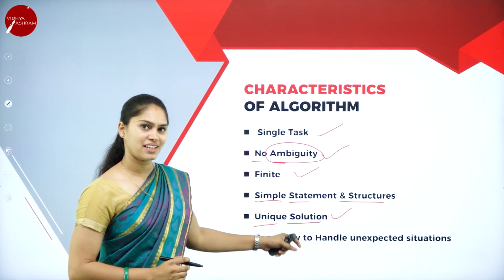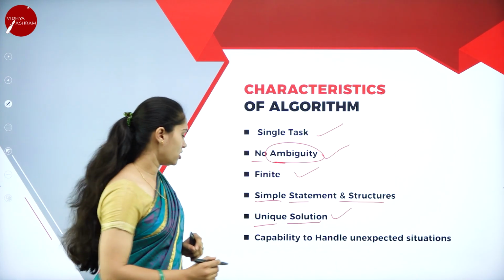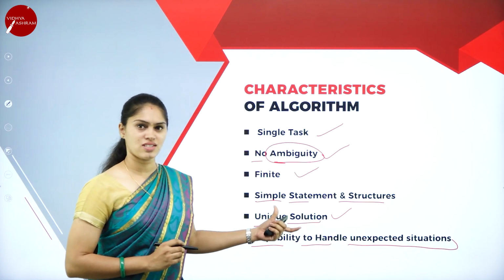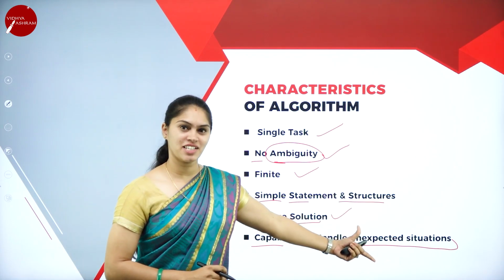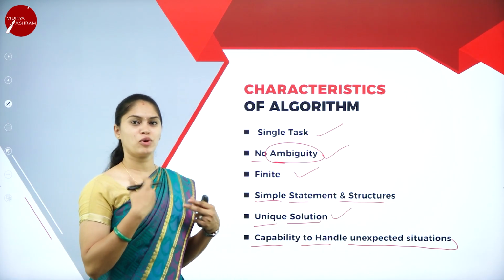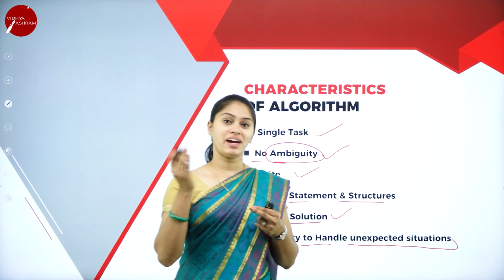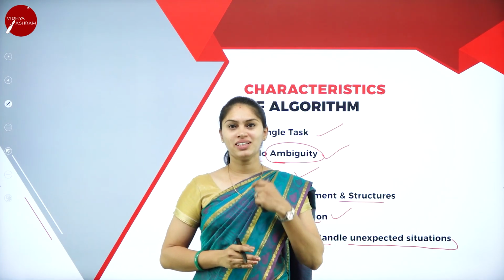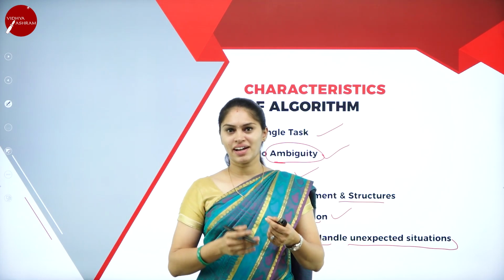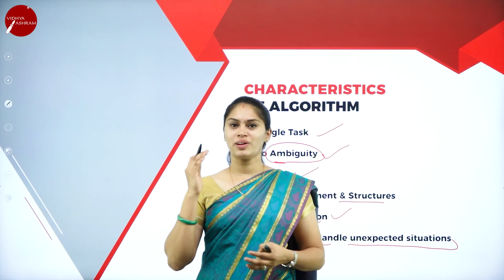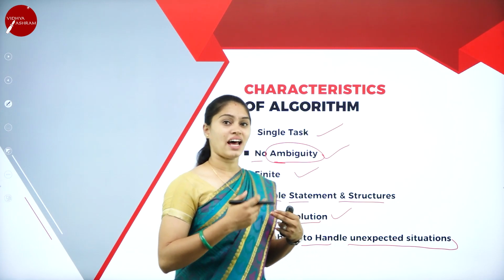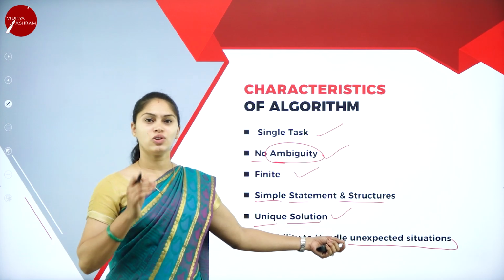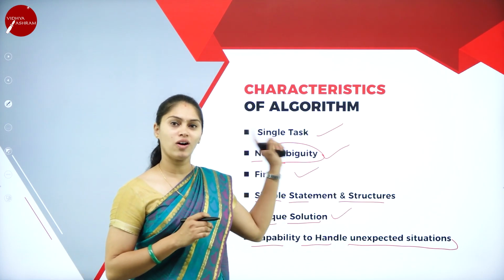One more characteristic the algorithm should include is the capability to handle unexpected situations. What is an unexpected situation? For example, now I am going to give some number which is divided by 0. The algorithm should be very clever about whatever number I give, if it is divided by 0. These are unexpected or undesired situations, and the algorithm must be capable of handling all of these.